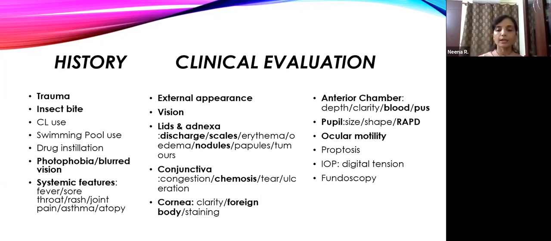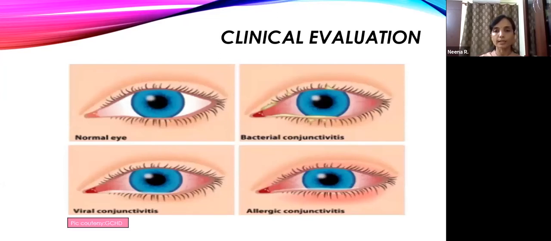Once you take a proper history and do a clinical evaluation, you'd be able to come to a conclusion. Conjunctivitis is something which comes to the pediatrician first. This picture shows you a normal eye, bacterial conjunctivitis, viral conjunctivitis, and allergic conjunctivitis. All of them look the same, so how do we differentiate? Some salient points in the presentation. In bacterial conjunctivitis, the eye will be diffusely red. There will be discharge, which is usually greenish. The lashes will be stuck together, and there may be a history of fever, but not always. It may be just an isolated conjunctivitis.